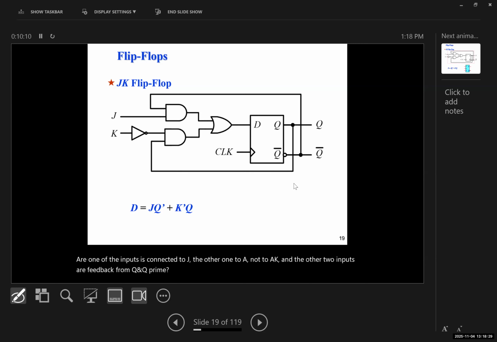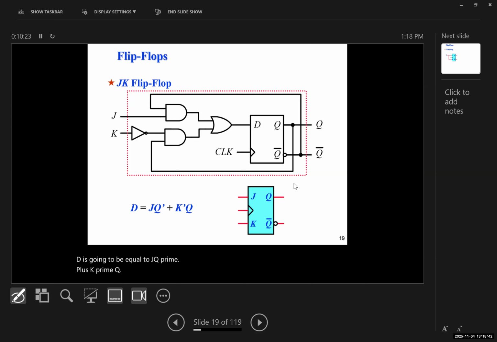Now, the equation for a JK flip-flop looks like this. D is going to be equal to J Q prime plus K prime Q. The symbol for a JK flip-flop looks like this. We have two inputs, J and K, and a clock, and the outputs are going to be Q and Q prime.